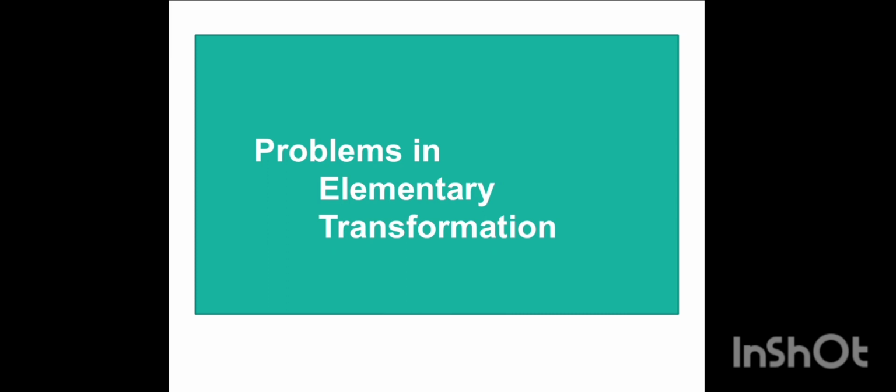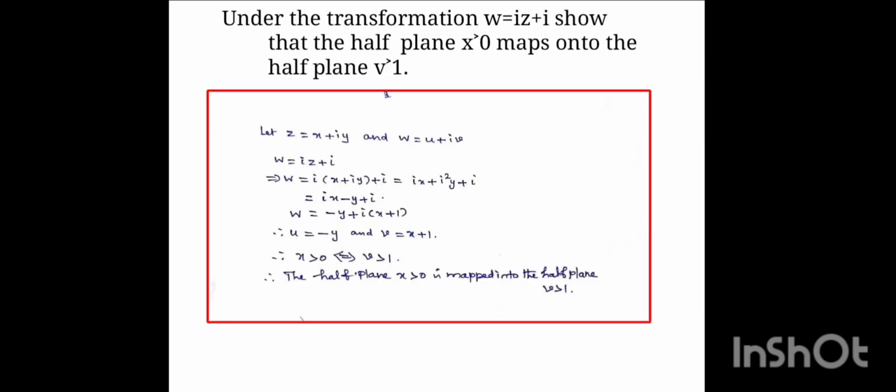In this video, let's see the problems on elementary transformation in complex analysis. Come to the first problem. Show that the half plane x greater than 0 maps onto the half plane v greater than 1 under the transformation w equal to iz plus i.